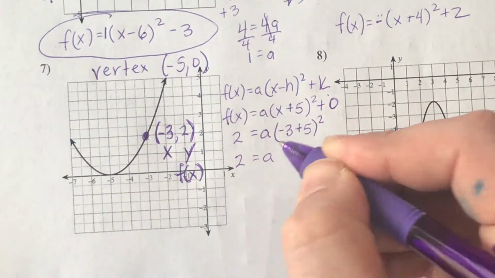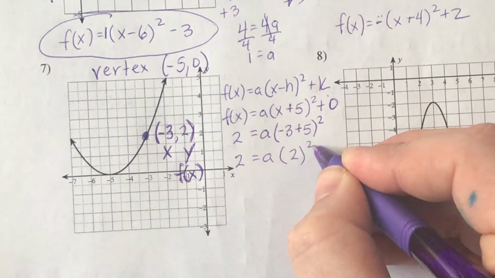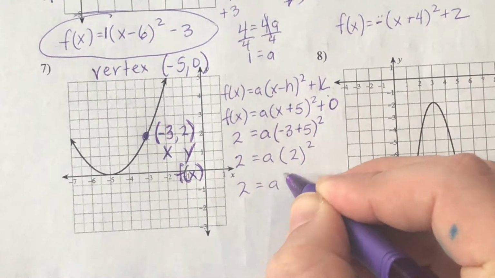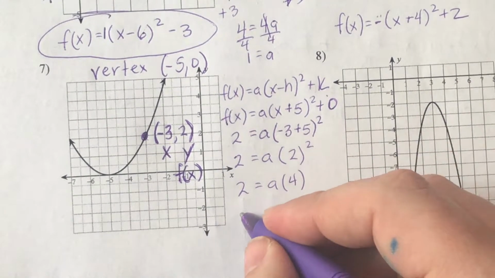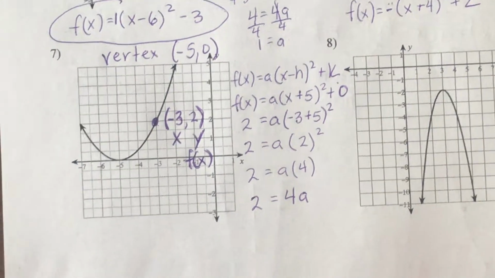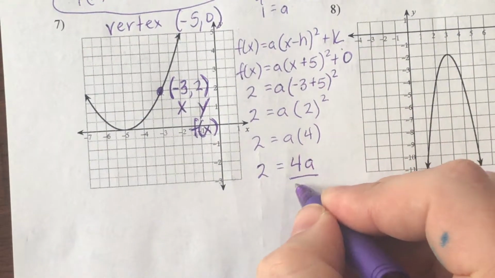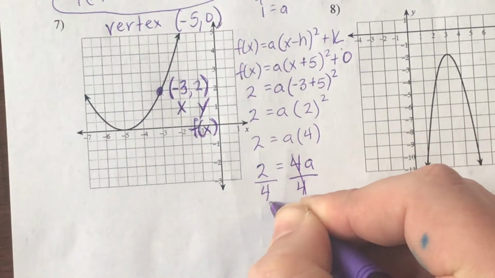2 equals a times -3 plus 5, which is +2 squared. And then 2 equals a times 4. Keep in mind, a times 4 is the same as 4 times a, or just simply 4a. We divide both sides by 4, and we get a is equal to 1/2.